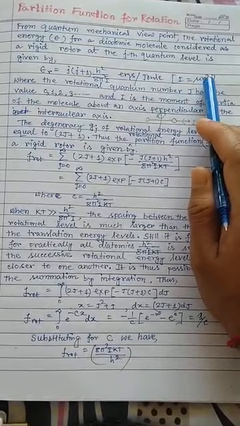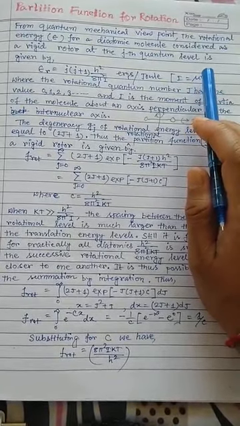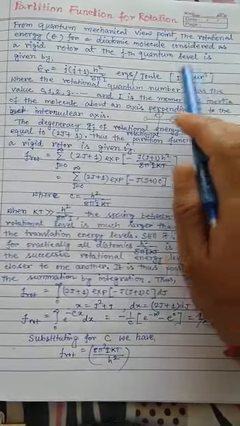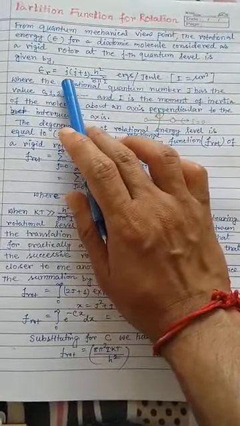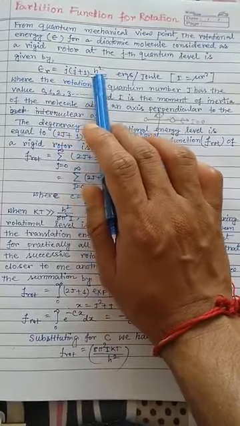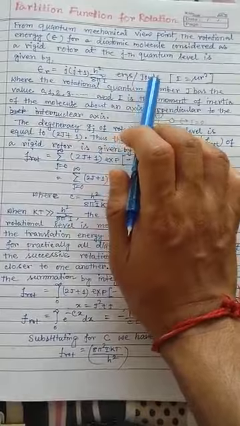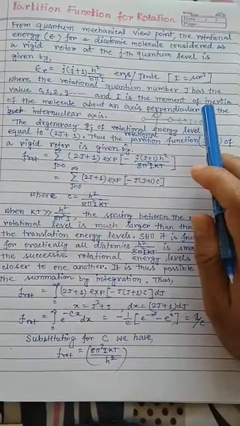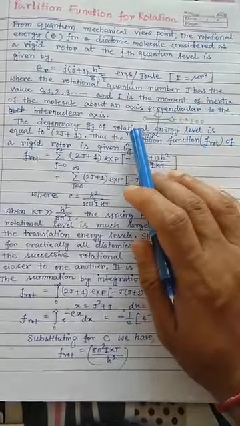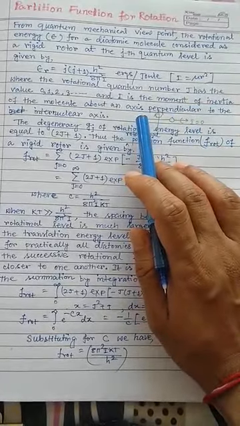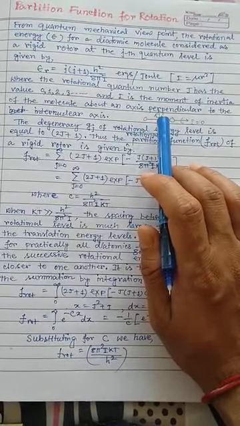So from the quantum mechanical viewpoint, the rotational energy for a diatomic molecule considered as a rigid rotor at the jth quantum level is given by E_R equal to J(J+1)h²/8π²I, in ergs or in joule units, meaning energy units. The rotational quantum number J has the values, as usual, 0, 1, 2, 3, and I is the moment of inertia of the molecule about an axis perpendicular to the internuclear axis.